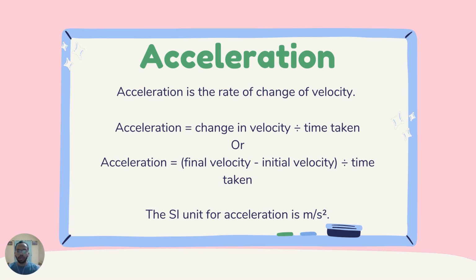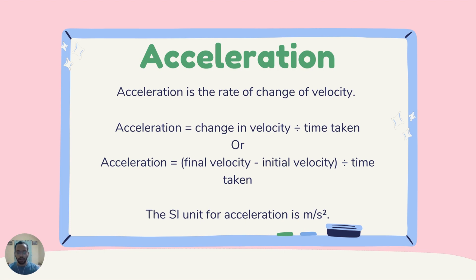Now let's talk about acceleration. Acceleration is basically the rate of change of velocity, like how much velocity the object has experienced in a certain amount of time. The formula for acceleration is change in velocity divided by time taken, or final velocity minus initial velocity divided by time taken. The SI unit for acceleration is meter per second squared.